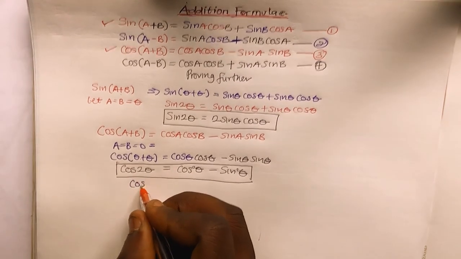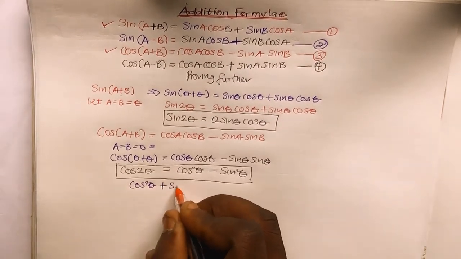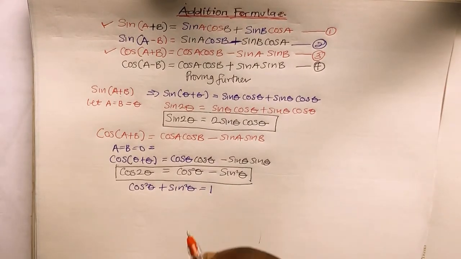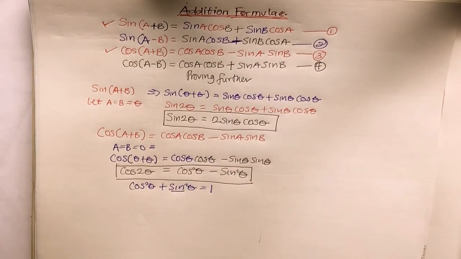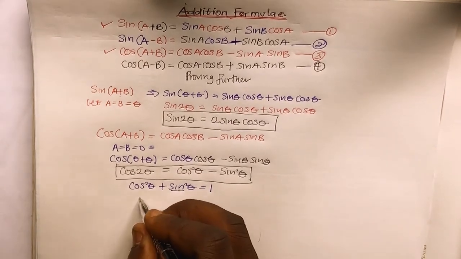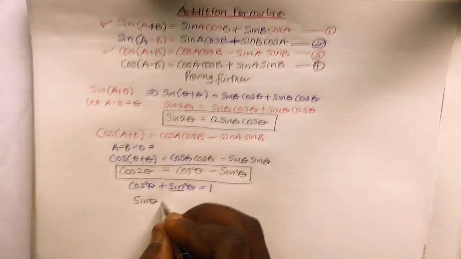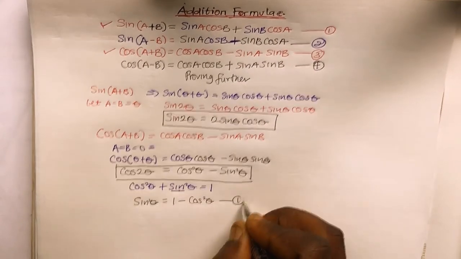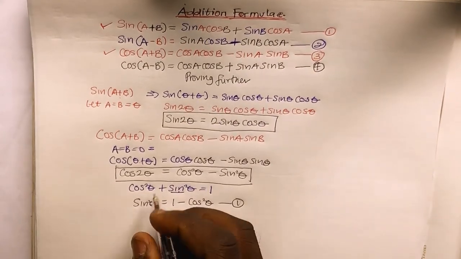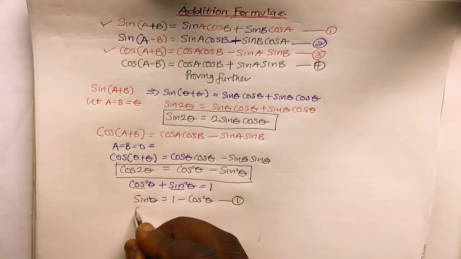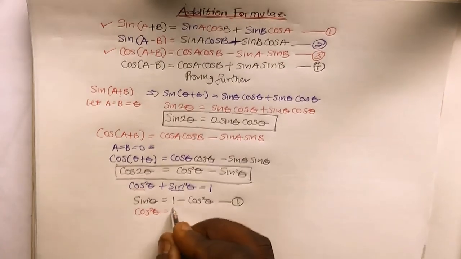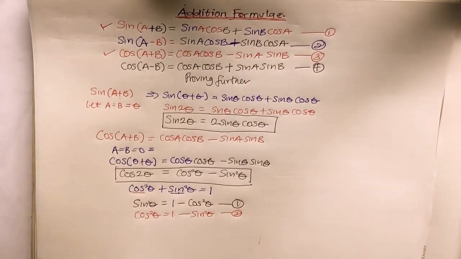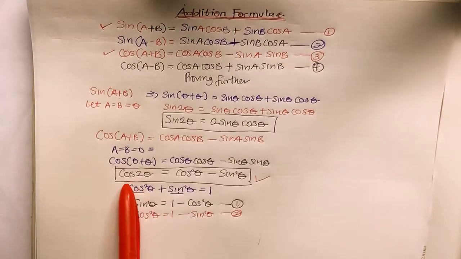Then looking at this very well, from my basic identity, the first identity under trigonometric identities, I have cos square theta plus sine square theta equals 1. But if you look at this, I can go ahead and make sine square theta the subject of the formula. I'm going to have sine square theta equals 1 minus cos square theta. Call this equation 1. Very simple. Then go ahead, make cos square theta the subject of the formula. You're going to have cos square theta equals 1 minus sine square theta. Call this equation 2.